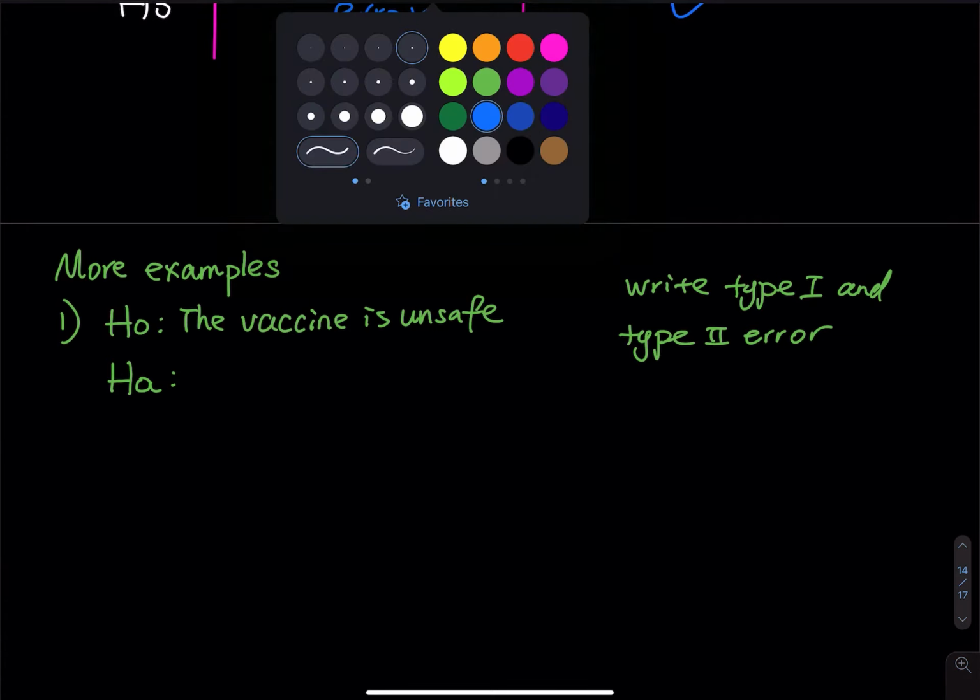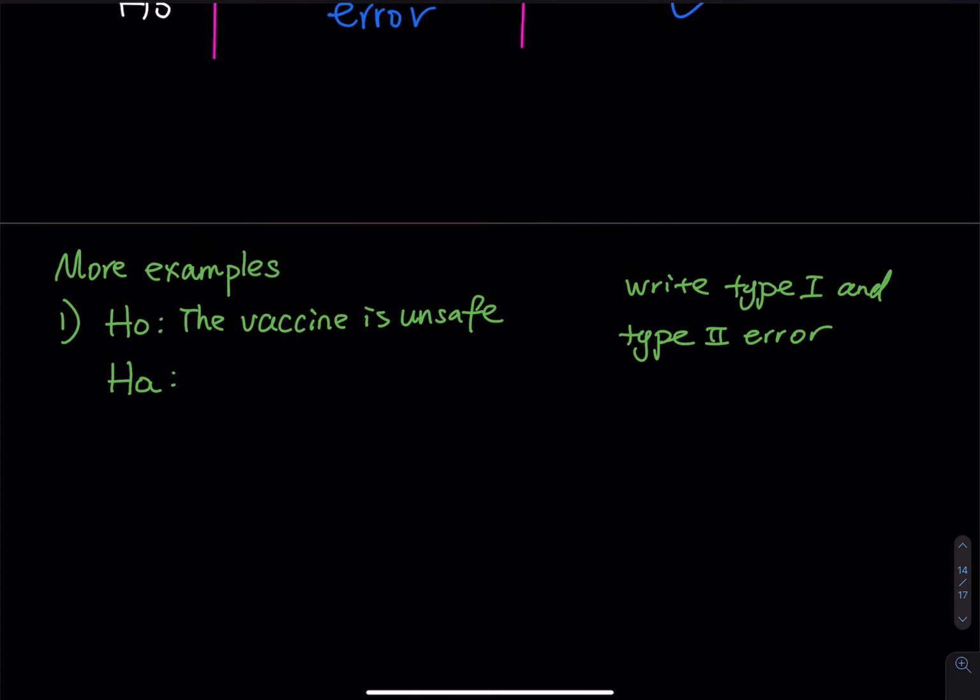Okay, so first of all, let's follow the color code. So H naught is the vaccine is unsafe. What is the opposite of unsafe? The opposite of unsafe is safe. So for HA, I should say the vaccine is safe. All right, I got H naught and HA right in front of me. So what's the technique again? The technique is keep repeating the definition to yourself.